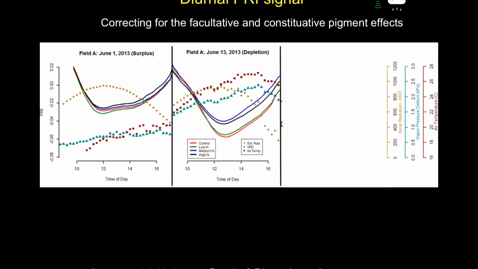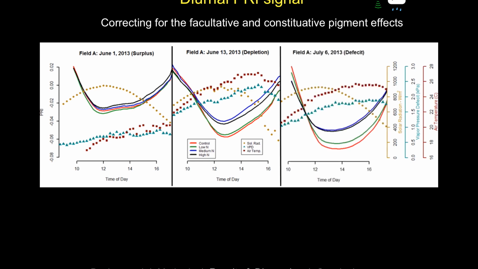But if we look at field A, 13 days later, during rapid vegetative growth at the onset of water depletion, we begin to see a larger dip in the PRI signal. We also see a bit of a spread. So our control and low nitrogen fertilizer plots are represented by the red and green lines, and the medium and high nitrogen plots being represented by the blue and black lines.